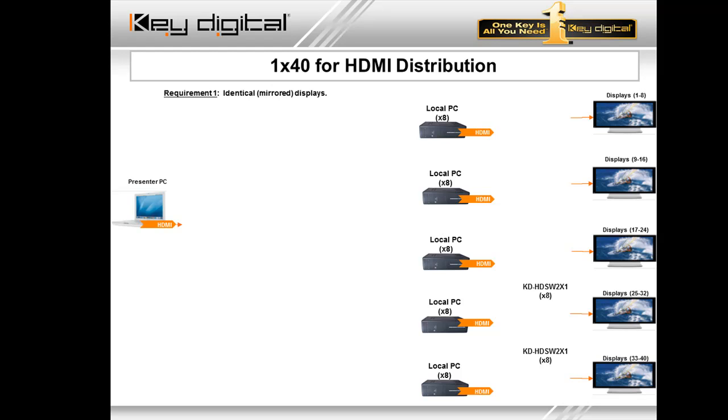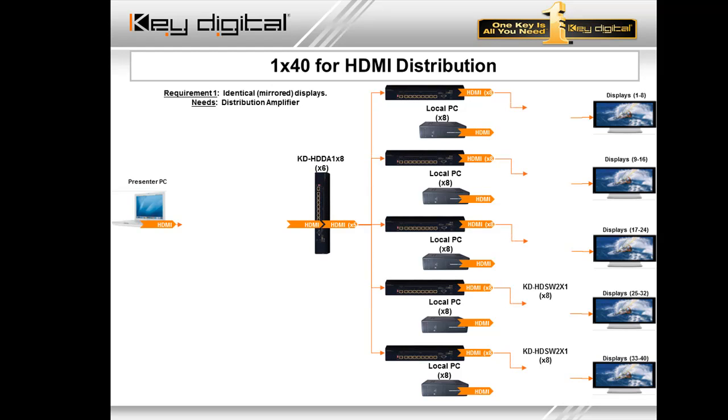Requirement number 1, identical mirrored displays, meaning we're going to have distribution amplifiers. In this case, we're going to have a few distribution amplifiers, 6 to be precise, KD HDDA 1x8. So you see here, this is a tree method, if you will, where you have the head-end KD HDDA 1x8, and it has, of course, 8 outputs. Looks like here we're utilizing 5 of those 8 outputs, feeding yet another HDDA 1x8, which essentially, 5 times 8 equals 40 displays. 40 outputs are going to be able to receive this initial head-end video signal.